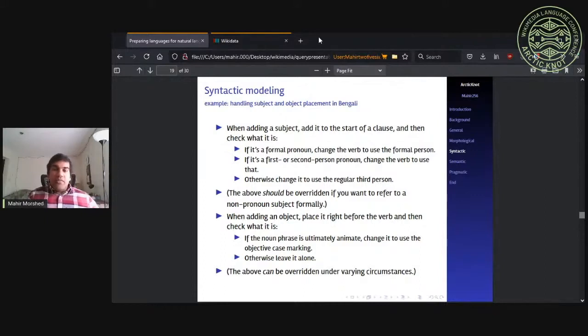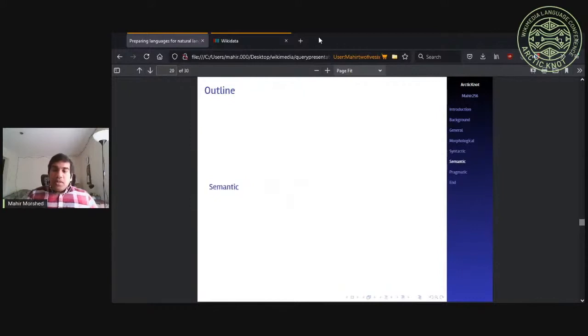And they might fall in the syntactic realm, even if they're just combining different parts to form very long compounds. So that was syntactic modeling ultimately, and we're halfway there. Don't worry.